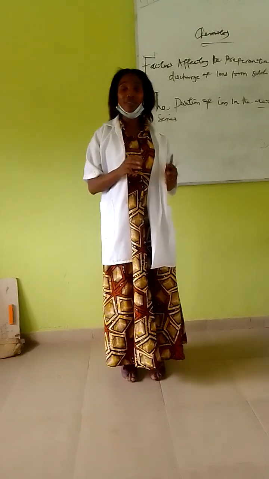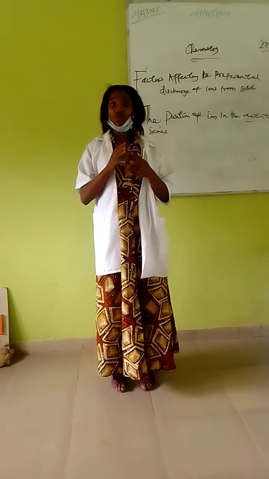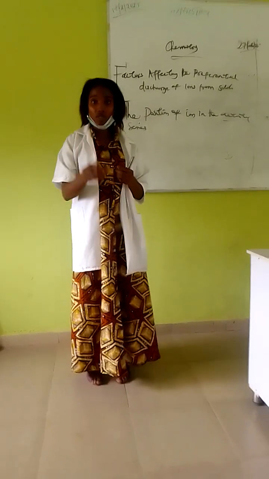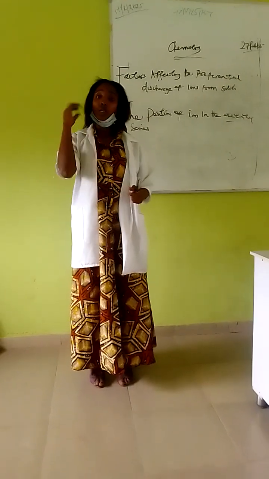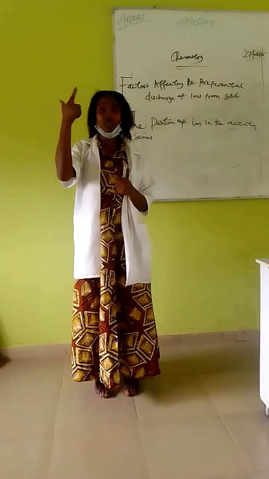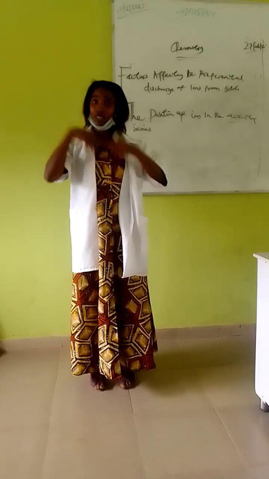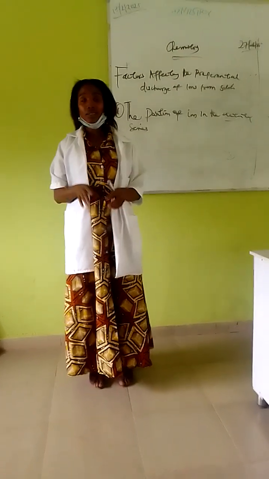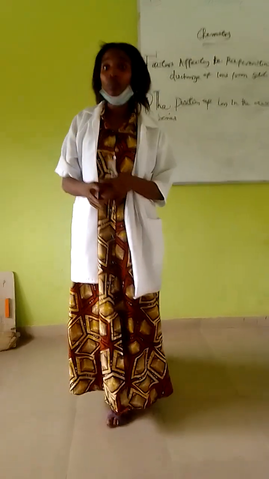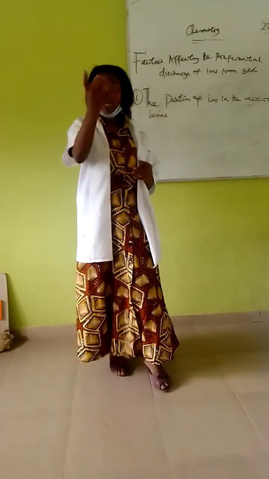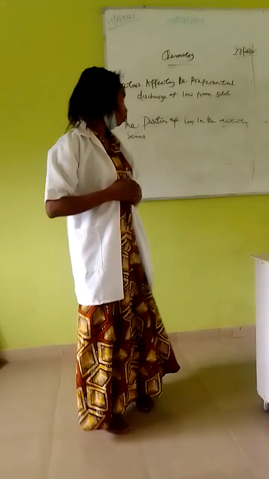Why? Because this type of ion doesn't struggle to accept or give out electrons. But the ones that are higher than hydrogen in the activity series are not readily discharged from solution. This set of ions doesn't give out or accept electrons easily.